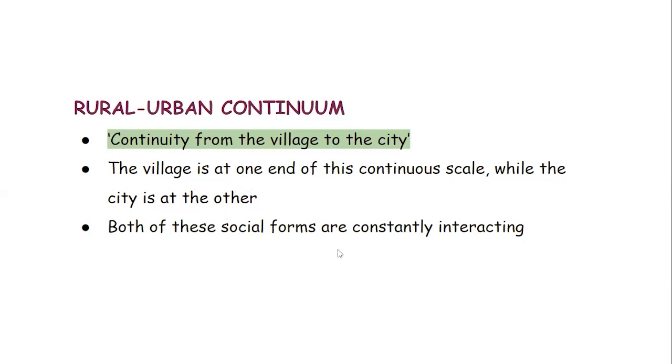Both of these social forms are constantly interacting. As I already said, it is like a continuous scale, with one end being the rural area and the other the urban area, but these two are not completely exclusive. They constantly interact with each other. They are interrelated and interdependent. So this is the rural-urban continuum. It basically means continuity from the village to the city, a progression from village to city.